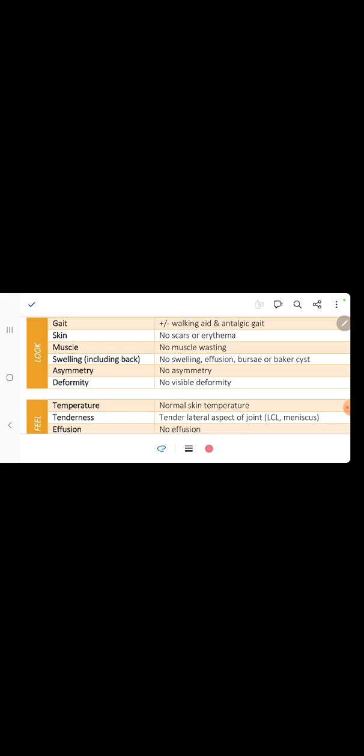Okay, so to summarize, the patient position should be standing to inspect for the gait, and then we have to inspect the patient lying on the bed in the supine position, and prone position, with exposure from hip to ankle. We have already discussed that first we have to look, and in that we check for the gait, skin, no scars, erythema, muscles, no muscle wasting, swelling, no swelling, effusion is important, bursa or Baker's cyst, asymmetry, deformity.